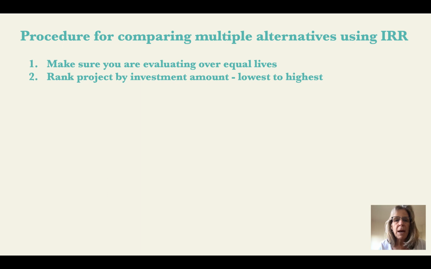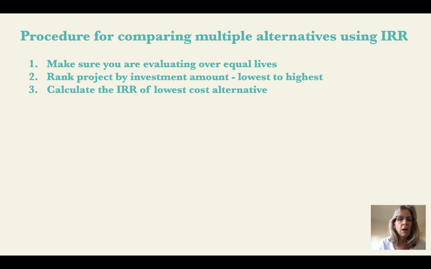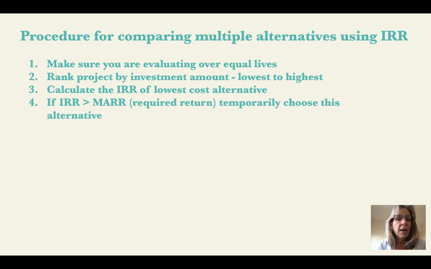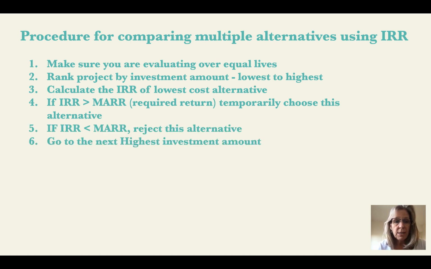Rank the projects by lowest to highest investment amount. So if you remember, that's what we did with the Gibson and the Sam Still. We first looked at the lowest investment amount. Calculate the internal rate of return of the lowest cost alternative. And if that internal rate of return is greater than the MARR, the required return, temporarily choose this alternative. If the IRR is less than MARR, reject this alternative and go to the next highest investment amount.